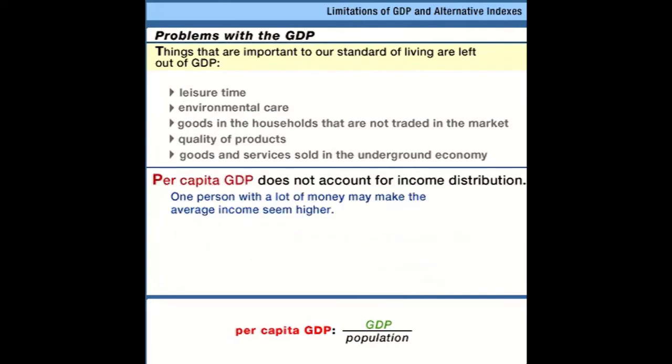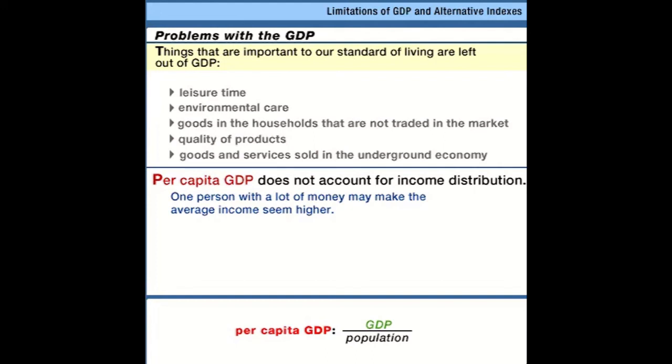Do you want to live in a society where a very small number of people are very rich, while most people are discontent because they can't meet their basic needs? Some measure of the income distribution might be important to a real measure of quality of life, but we don't get any of that from our gross domestic product statistics.